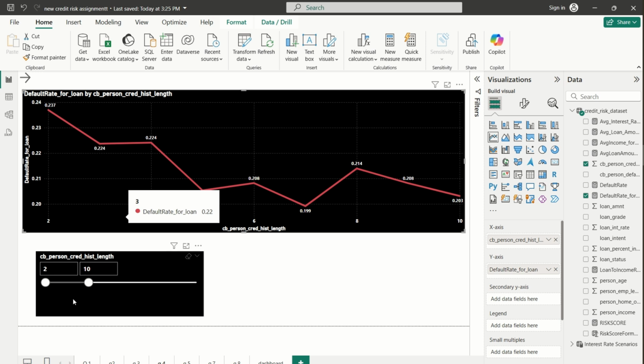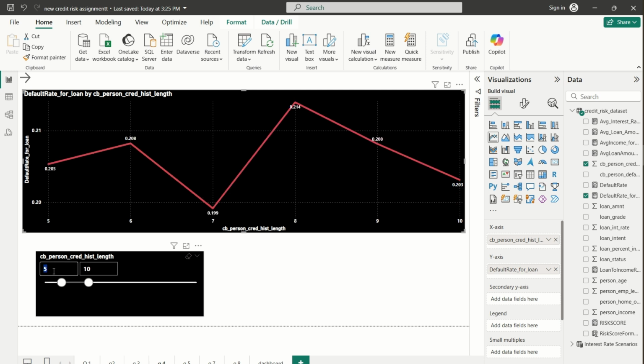And if I set it to 5 in slicer, you can see persons with credit history length 5 to 6 years, they are having 0.208 default rate. And persons with longer credit history, such as 9 to 10, they are having less default rate, which is 0.203.